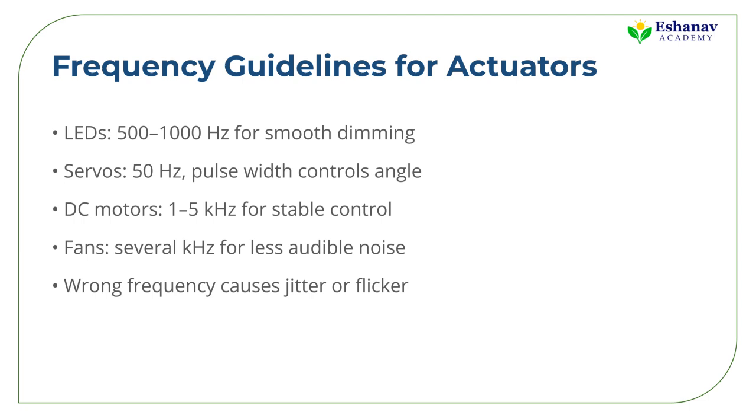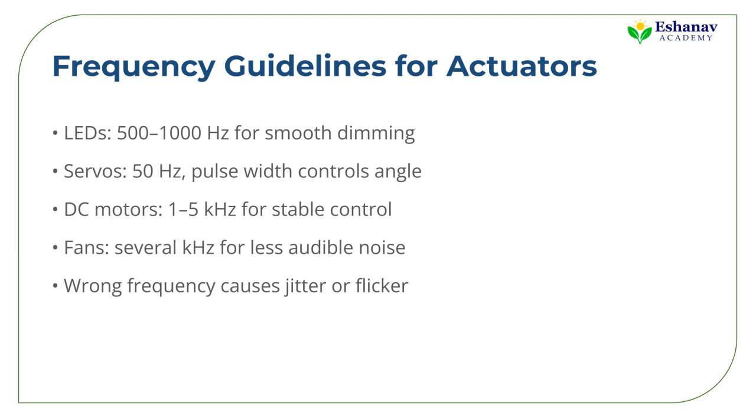Here's a practical cheat sheet I've built from years of trial and error. LEDs behave best between 500 and 1000 Hz. Below that, human eyes start noticing flicker. Servo motors demand a much slower, fixed frequency around 50 Hz because their internal circuits expect precise pulse widths. DC motors and fans prefer several kHz, where noise is less noticeable and speed is smoother.